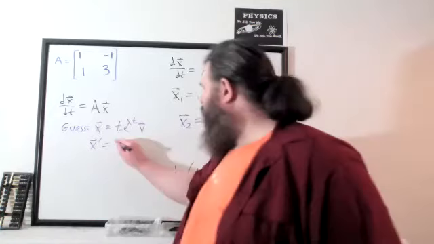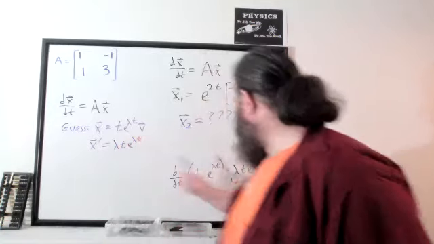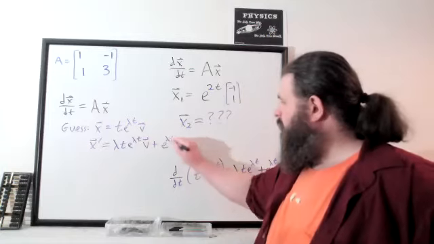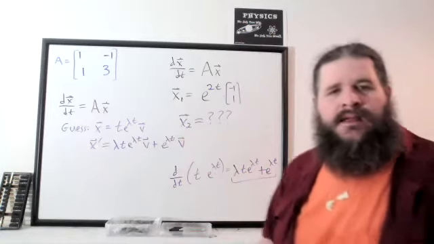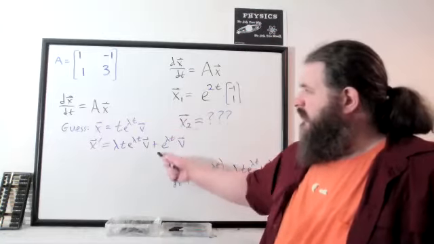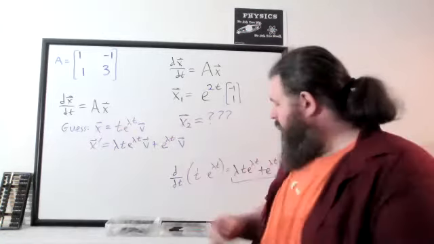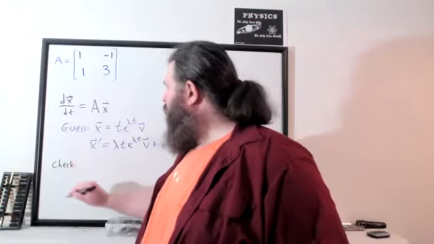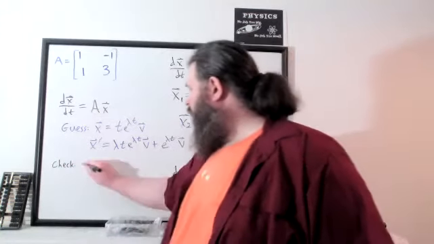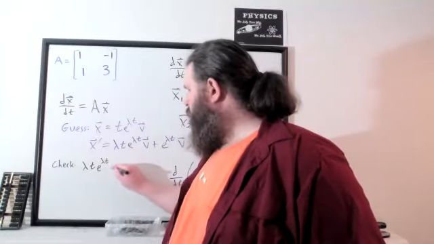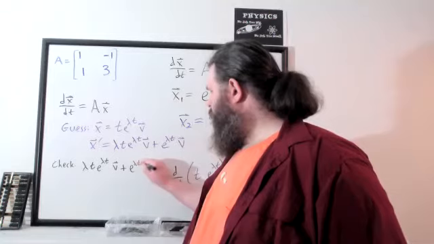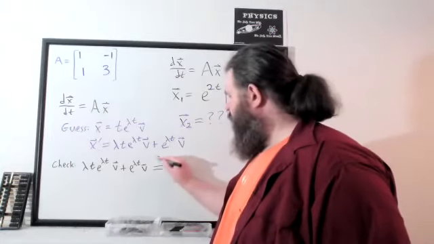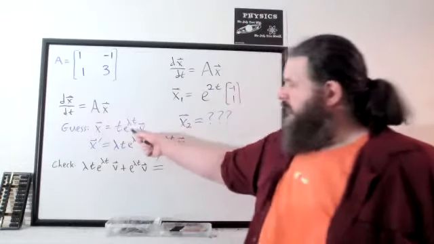So let me just distribute that out. Lambda t e to the lambda t, first part, times b, plus the second part, e to the lambda t times the eigenvector b. And then to check if this really works as a solution, we'll plug both of these back into the original differential equation and see if they're equal. So we write out dx/dt, which is this whole thing we got so far. And we want to know, does that really equal A times our guess?